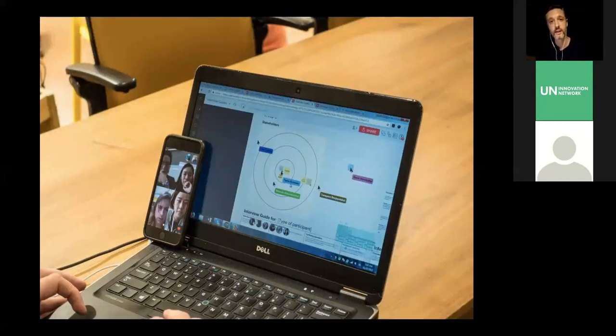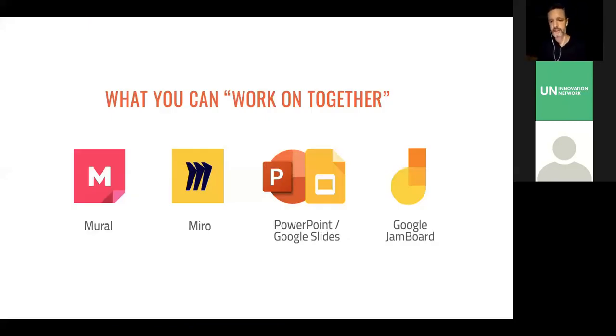In this case, it's a mural. And then they'll have their phone to do a video call. So a multi-screen setup, if you can do it, is very useful. But you can also just display a video conference screen on top of a board that you're collaborating on, a Google document or something like that. And there are a lot of different things that you can work on together.